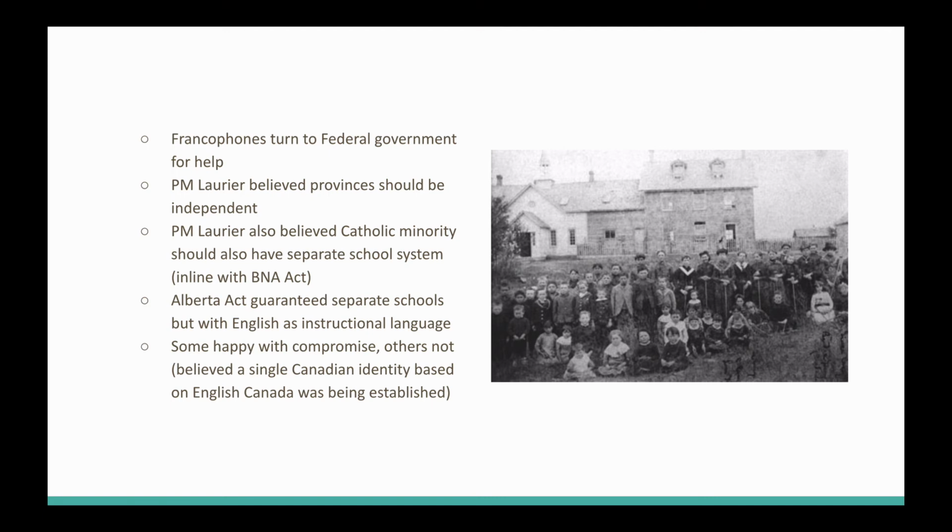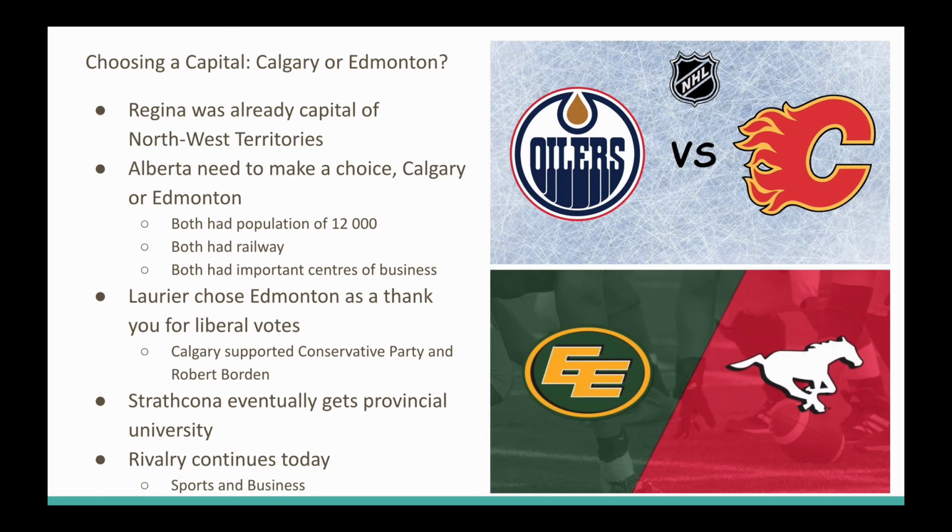So now, eventually, everybody will be happy. But we have a problem. Regina, obviously, is going to be the capital of Saskatchewan because it was already the capital of the Northwest Territories. But now this new province of Alberta is going to need a capital. So what are we going to do? Well, the two biggest cities at the time were Calgary and Edmonton. Both had a population of approximately 12,000 people, so a good population for back then. They both had railways. They both were important centers of business. So who are we going to choose? Well, the Prime Minister is going to choose.